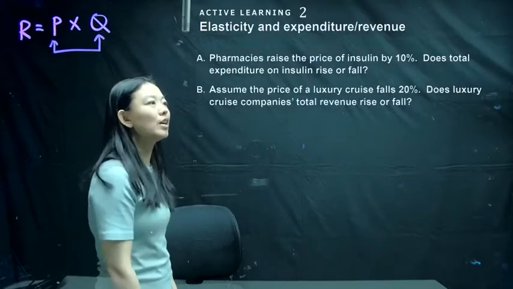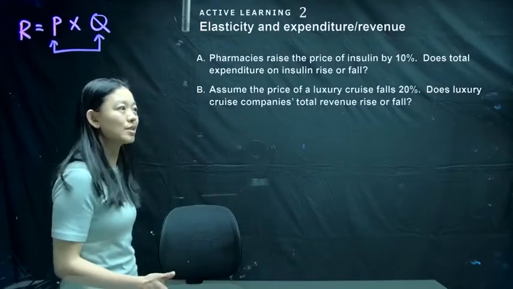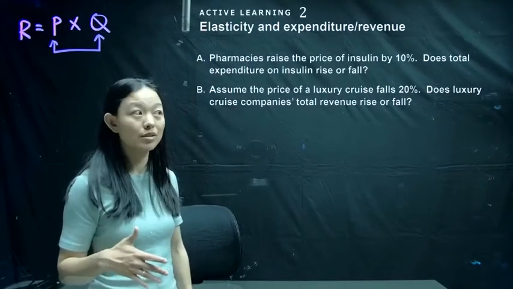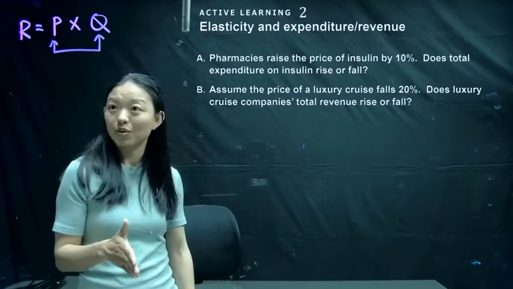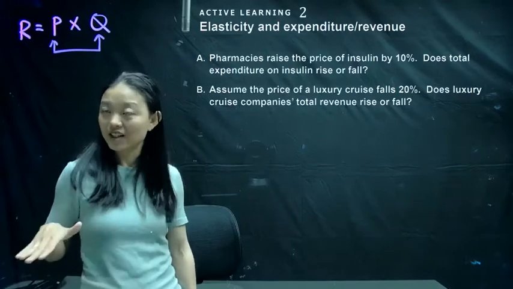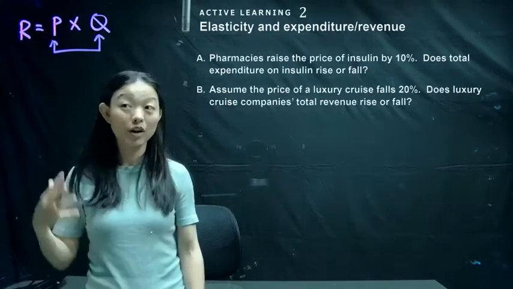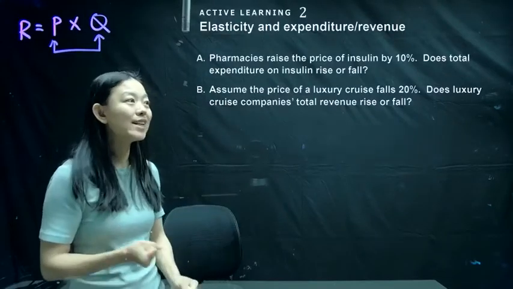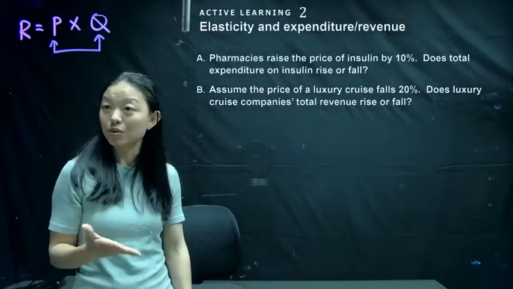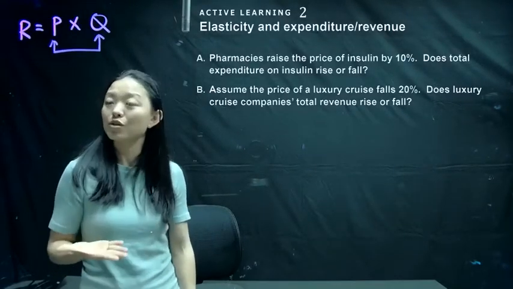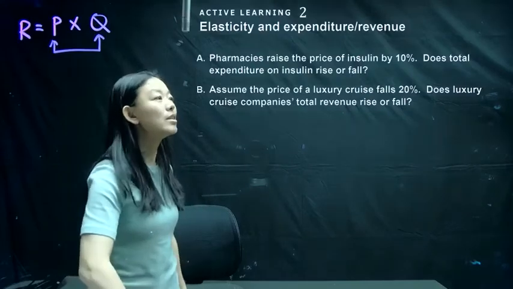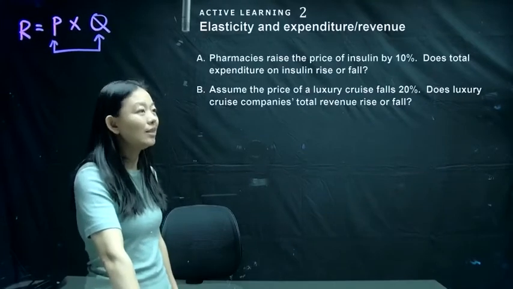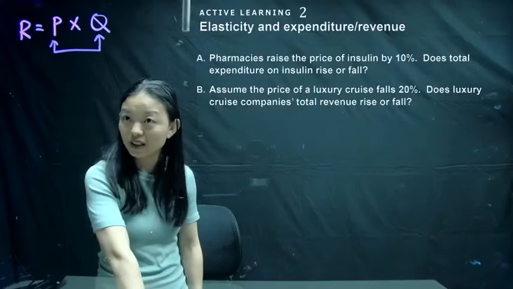Now let's look at the next one. Assume the price of the luxury cruise decreased by 20%. Will the luxury company's total revenue increase or decrease? For luxury cruises, we noticed the demand is really elastic. So when the price decreased by 20%, consumers would like to buy more, right? Therefore, decreasing the price of luxury cruises is actually a very good strategy for the luxury cruise company to have more revenue. Okay, so we can notice once the luxury cruise price decreased by 20%, the company's total revenue will actually increase.